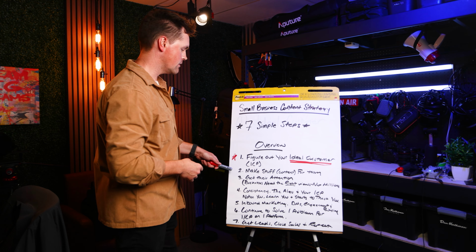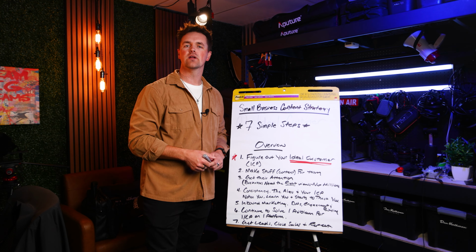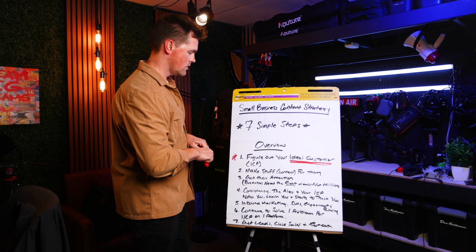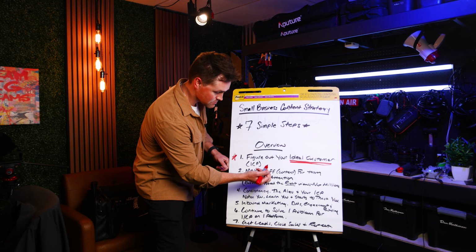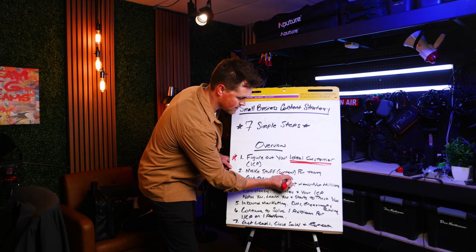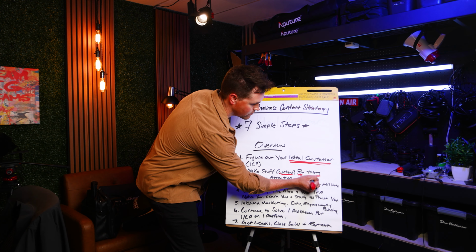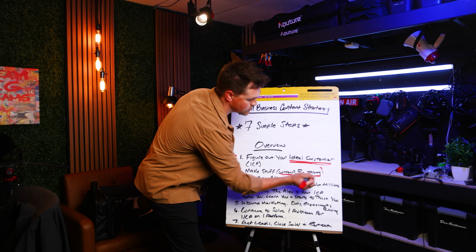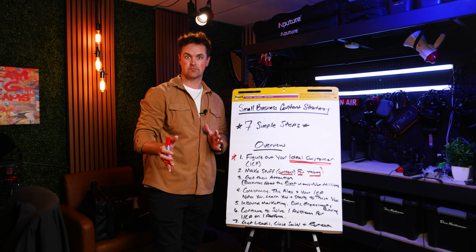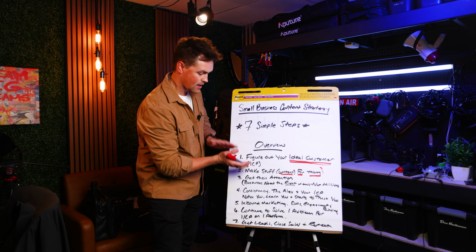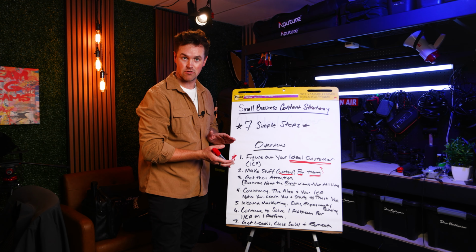So anyway, all right, number 2, make stuff for them. Number 2 seems obvious, but you make stuff, AKA content, for them. Who's them? Your ideal customer. You see how all this relates back to your ICP, your ideal customer profile?